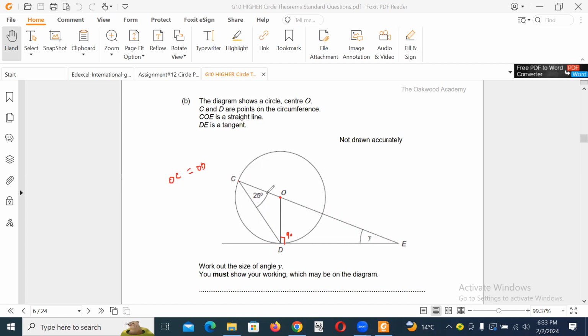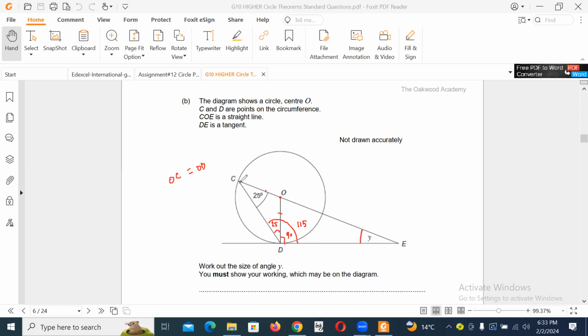So if they are equal in length, then their base angles are the same, meaning this one is also 25. So if we know these two angles, the total of these two is 90 plus 25, which gives us 115, and we are looking for y.